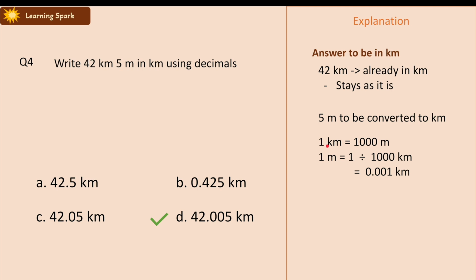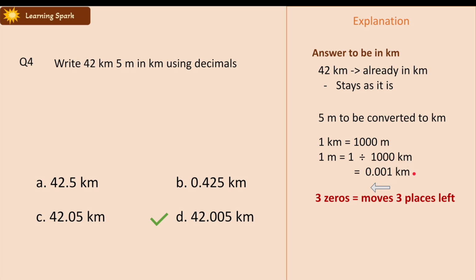What is the relationship between a kilometer and meter? 1 kilometer equals 1000 meter. So 1 meter will be 1 divided by 1000 kilometer, which is 0.001 kilometer. Again, the same rule, we have done it in the previous sums as well. If there are 3 zeros, then it moves 3 places towards the left. So 1, 2, 3, and that gives us 0.001 kilometer.